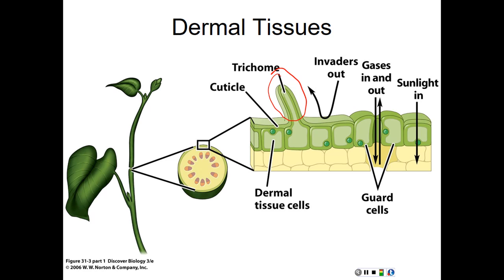And then finally, not shown in this picture, another kind of specialized epidermis are root hairs, which are kind of similar to trichomes in that they are extensions of the epidermis, but their goal is to increase the surface area of the root. And I will show you a picture of root hairs in a few slides, I promise, so that they can absorb more water.